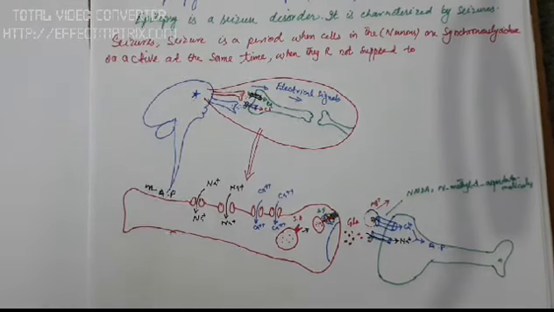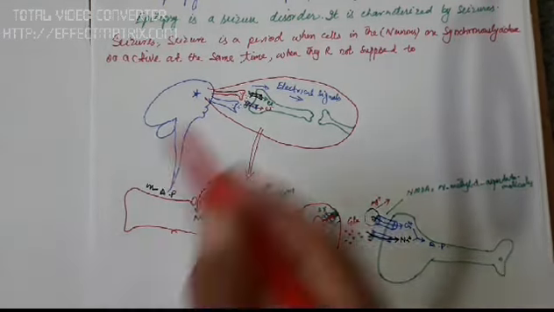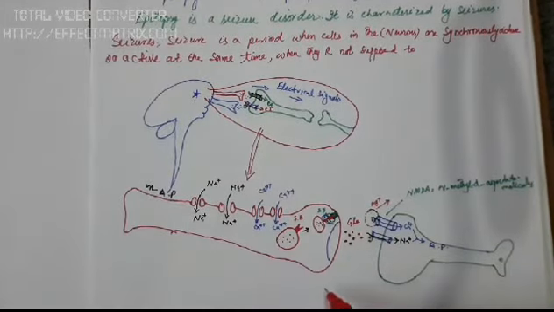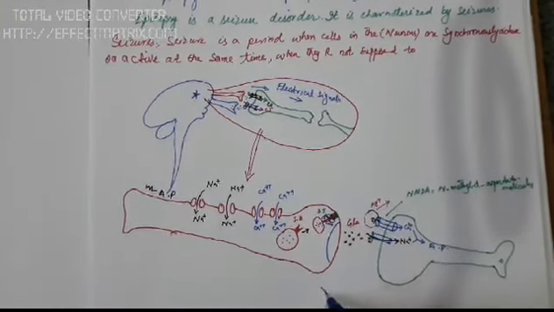Now what happens with the inhibitory neuron? This was the excitatory neuron. What is the story of the inhibitory neuron? We will draw here another neuron over here.